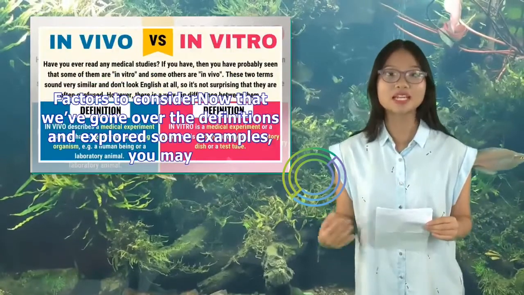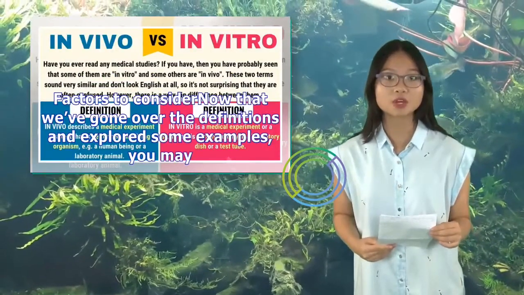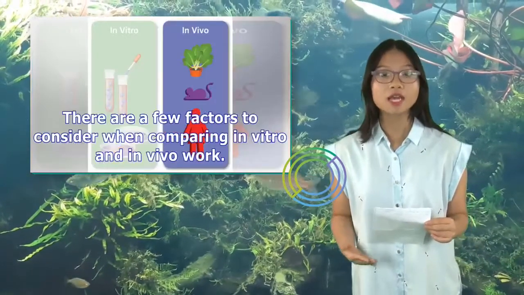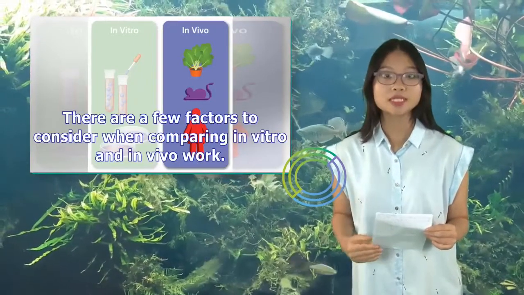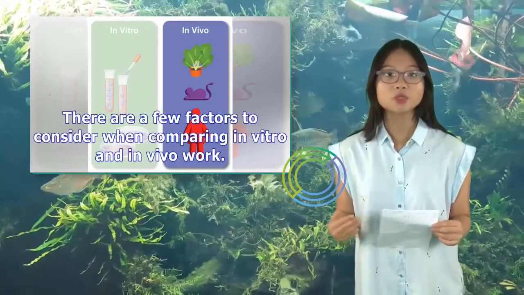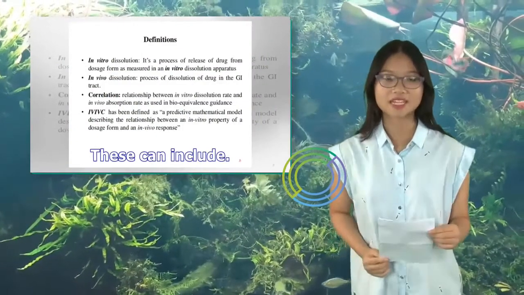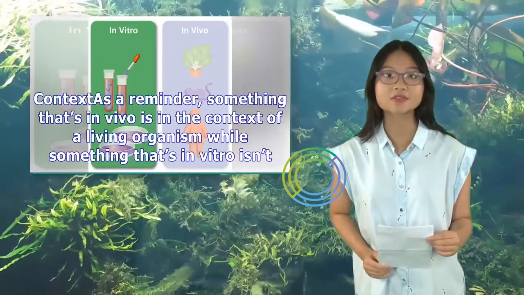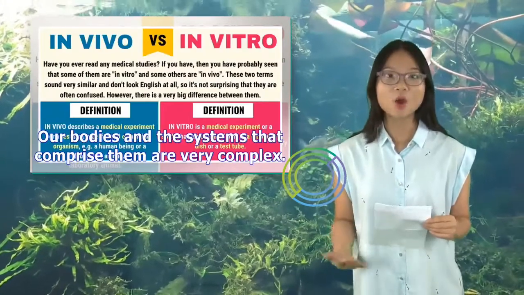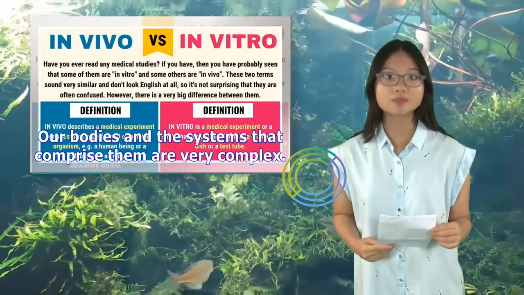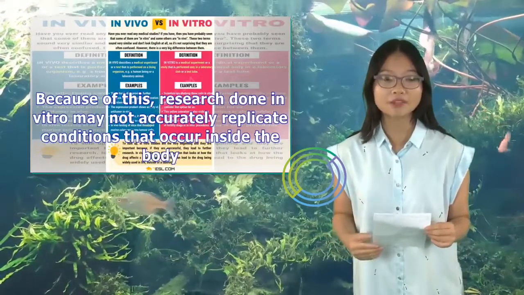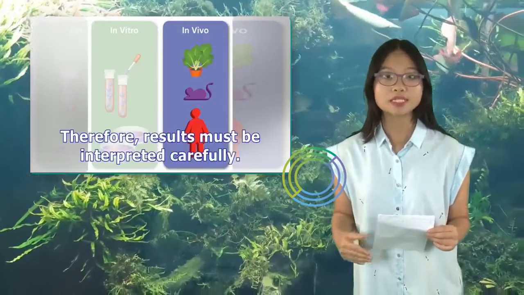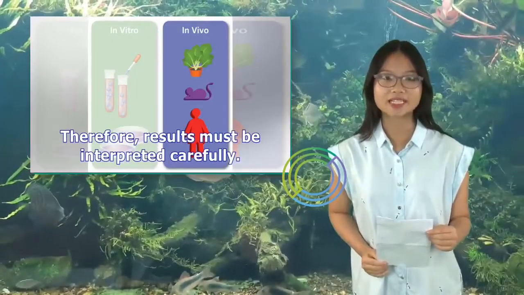Factors to consider. Now that we've gone over the definitions and explored some examples, you may be wondering if there are pros or cons to using one over the other. There are a few factors to consider when comparing in vitro and in vivo work. These can include context. As a reminder, something that's in vivo is in the context of a living organism while something that's in vitro isn't. Our bodies and the systems that comprise them are very complex. Because of this, research done in vitro may not accurately replicate conditions that occur inside the body. Therefore, results must be interpreted carefully.